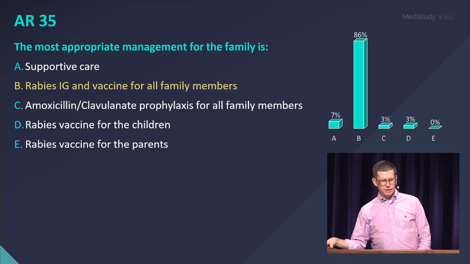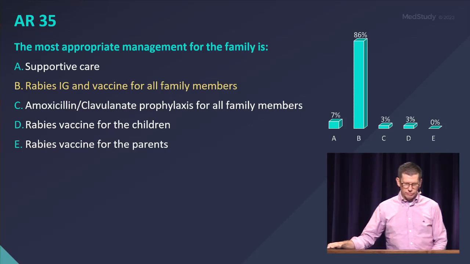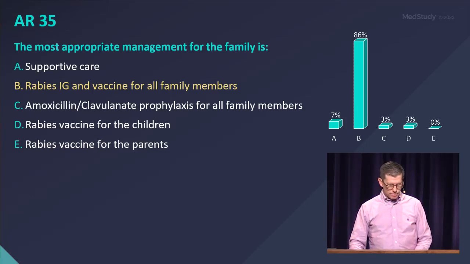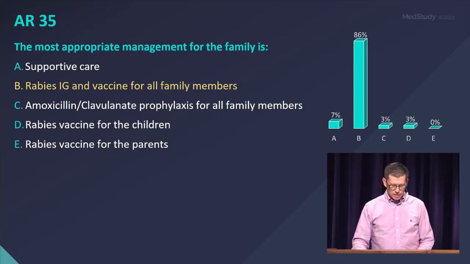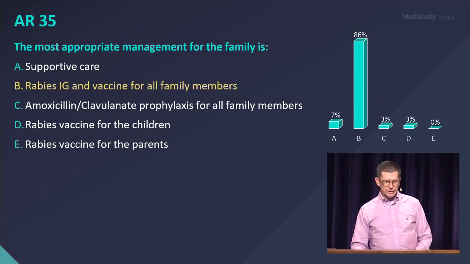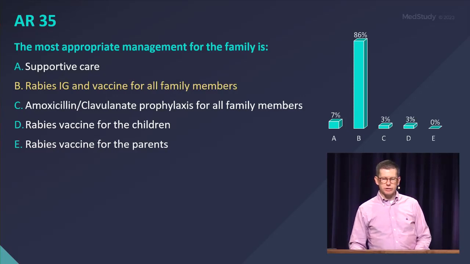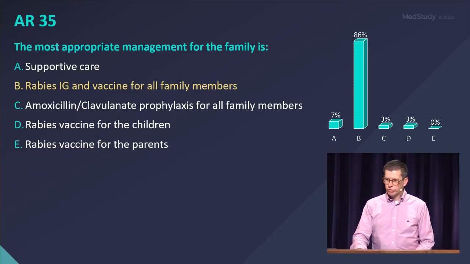All right, so the answer is B, rabies immune globulin and vaccine for all family members. Amoxiclav prophylaxis would usually be for bites, especially cat bites, when we're thinking about Pasteurella multocida. And for the vaccine, children versus parents, there is no age disparity in terms of who gets vaccine or who gets immune globulin.